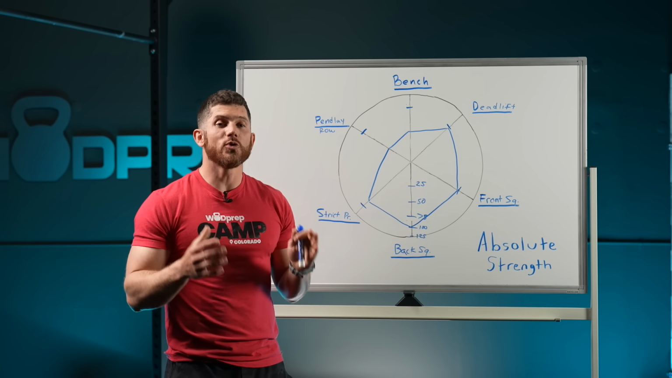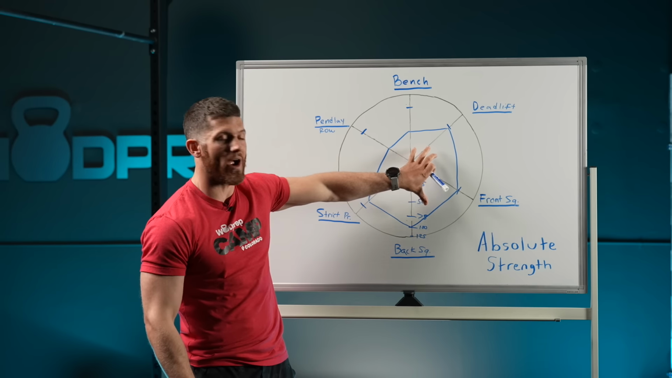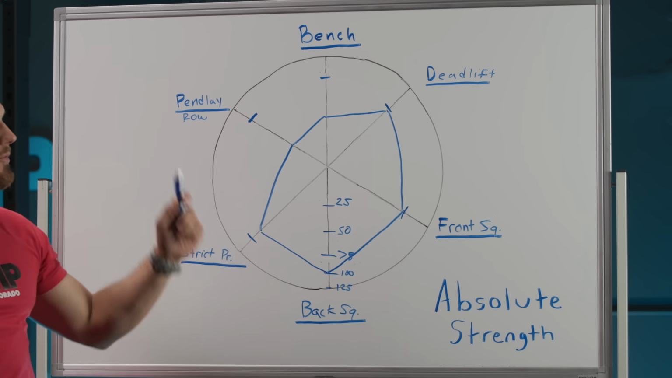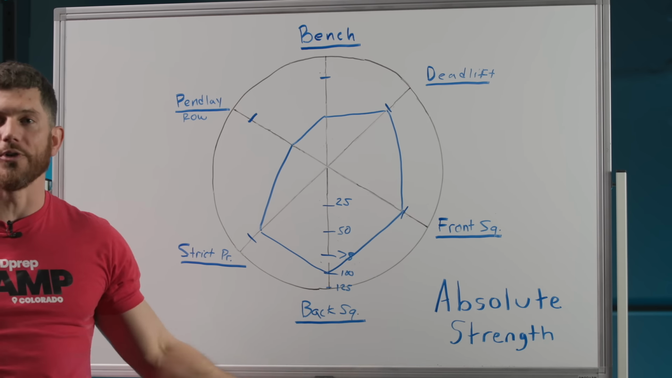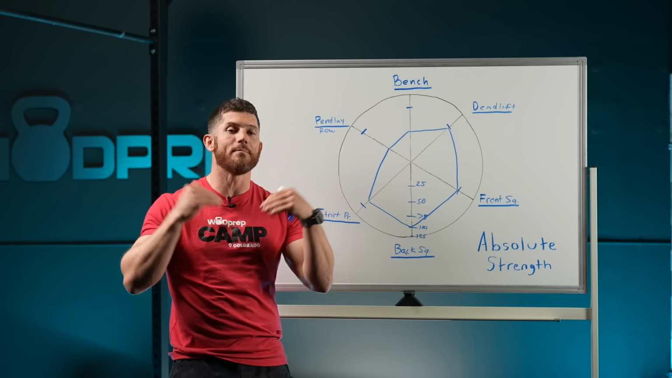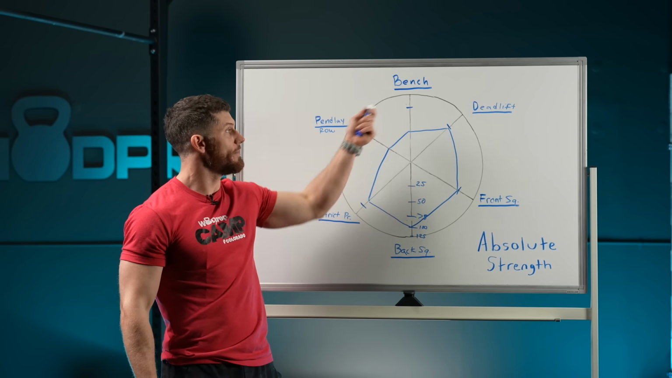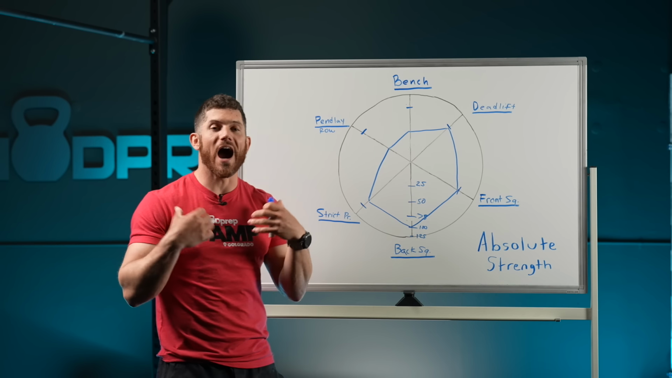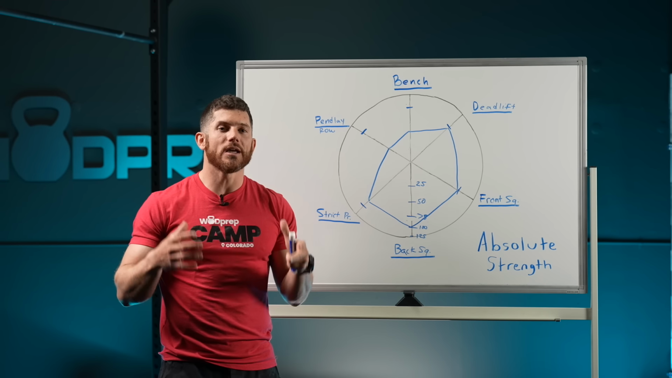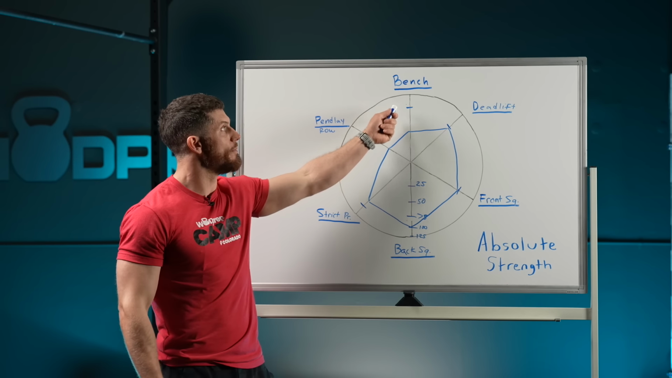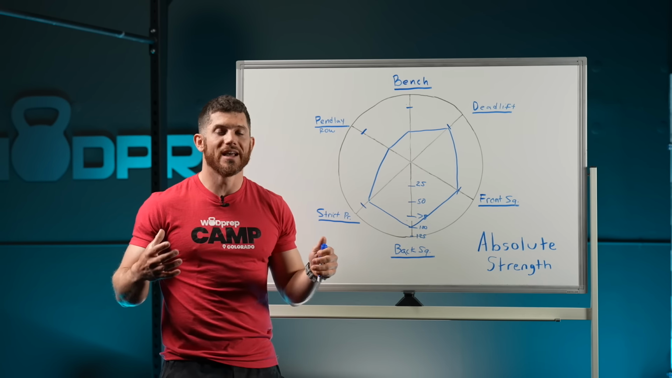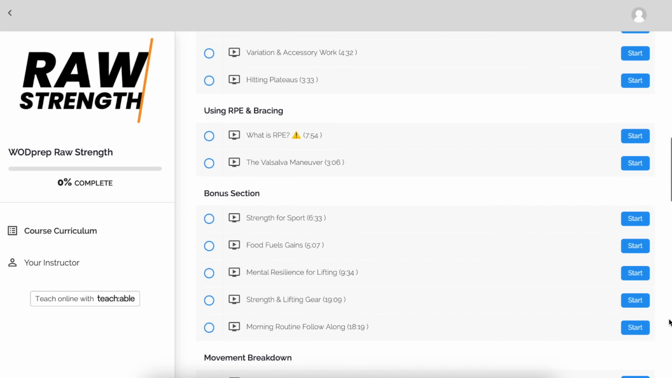So as you can see, my numbers spit out a graph that looks just like this. I need to prioritize bench and pendlay row if I want to truly become a well-rounded, absolute strength athlete. If I want to have all the strength necessary to fully maximize my potential, I need to get better at the bench and the pendlay row. So if I was going through Raw Strength, it would spit out a 9-week customized program that's going to bias bench and pendlay row.